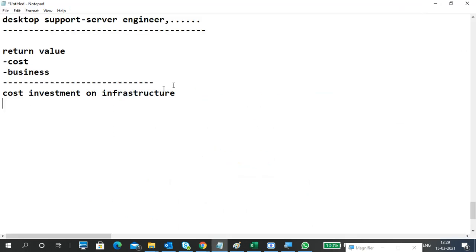Okay. Cost investment on infrastructure and maintenance of infrastructure. Information system infrastructure services, right? Cost investment on infrastructure. Maintenance of infrastructure. Maintenance includes everything, but I'm writing in a separate way.